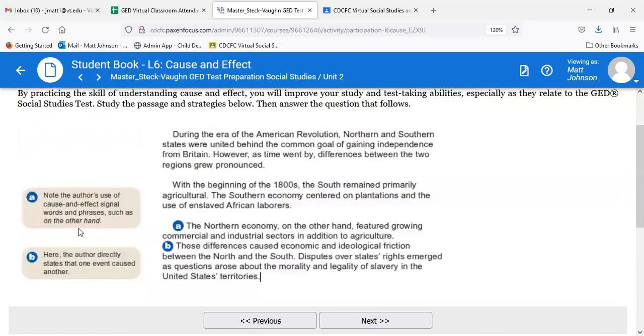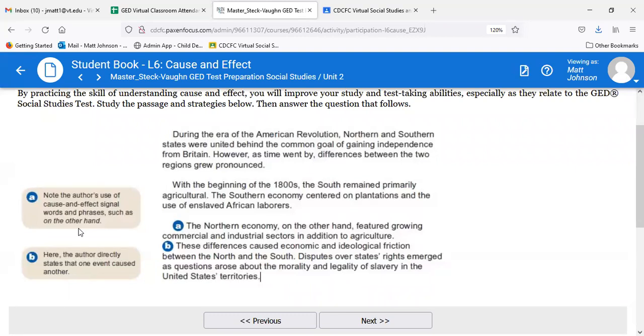All right, so I'll read this one off here, and then I'll start handing it off to you guys to read some of the questions and everything. Okay, so during the era of the American Revolution, Northern and Southern states were united behind the common goal of gaining independence from Britain. However, as time went by, differences between the two regions grew pronounced.